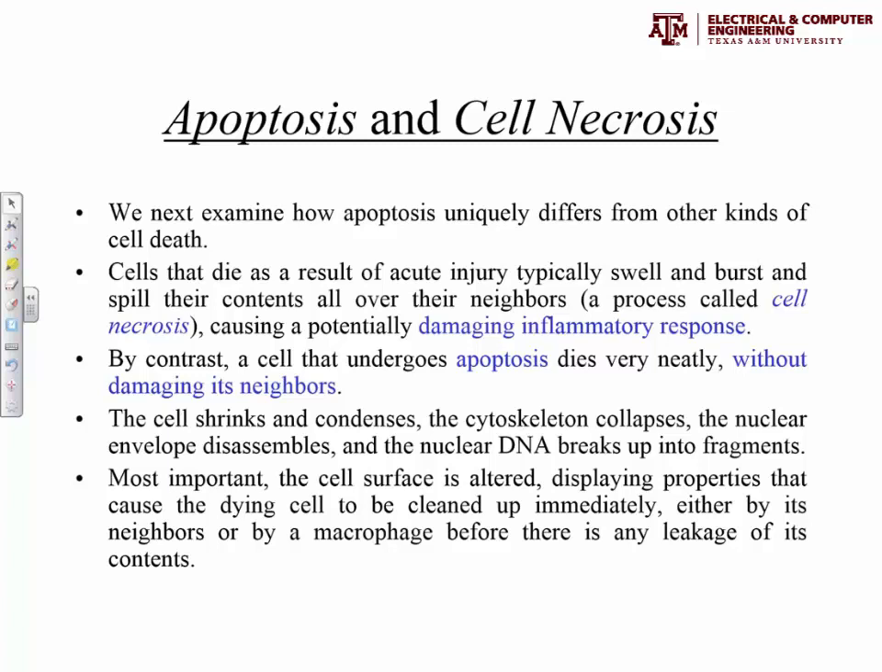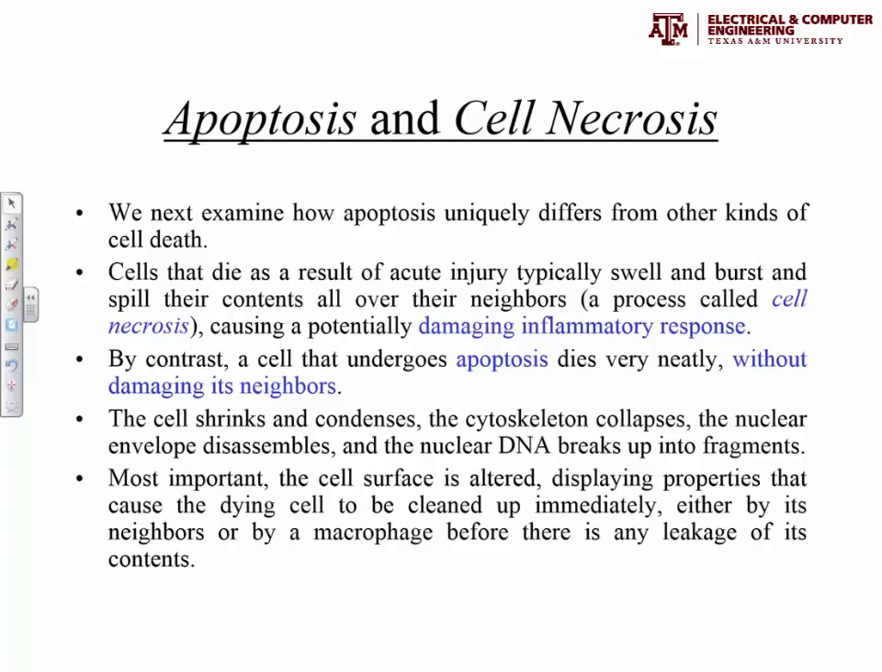Now, we next examine how apoptosis uniquely differs from other kinds of cell death. The cells that die as a result of acute injury typically swell and burst and spill their contents all over their neighbors, a process called necrosis. That's when you get an infection or something. If you have an infection and cells are dying at that site, that is necrosis. You don't want to even look at it. But on your skin, cells are dying all the time, and nobody cares. Cells that die by necrosis cause a potentially damaging inflammatory response.